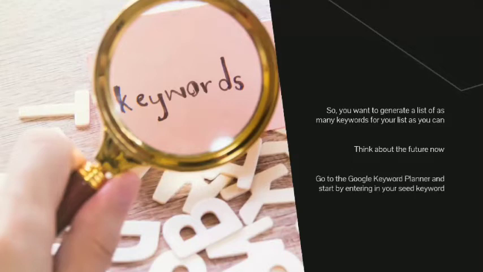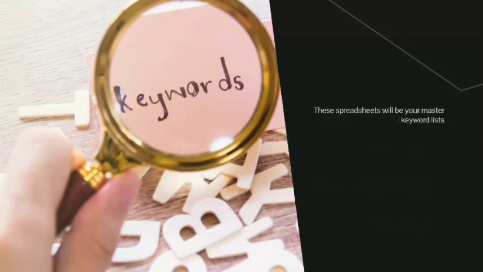Go to the Google Keyword Planner and start by entering in your seed keyword. As we said before, the planner will make suggestions for related keywords. You can then use these related keywords to find other related keywords. Set aside a few hours to create your initial list of keywords. It is not difficult to come up with hundreds of different keywords for your niche website. You can export the keywords that you find from the Google Keyword Planner in CSV format and create Microsoft Excel or other format spreadsheets from this. These spreadsheets will be your master keyword lists.